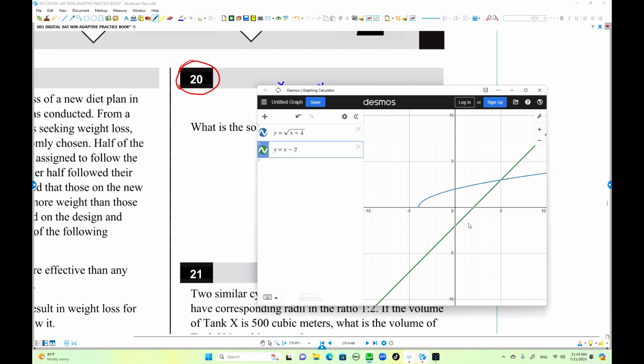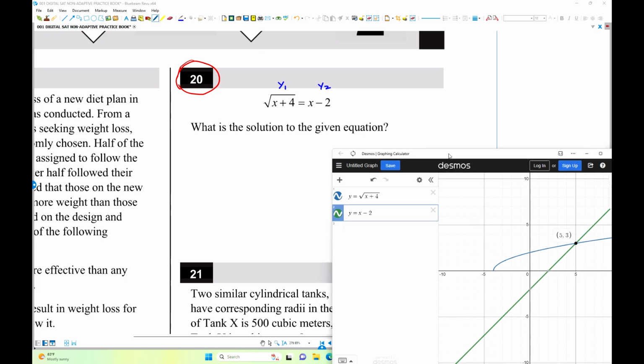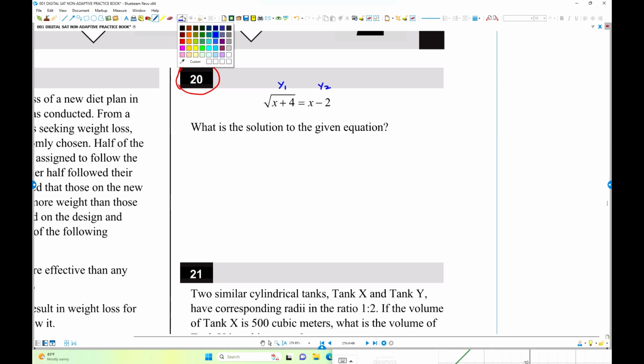Okay. Here is the graph. So this is the intersection. So x equals 5 is the answer, right? Only one. Okay. X equals 5 is the answer. But when you solve this one algebraically, there are two solutions. One of them is extraneous. That is not a real solution, okay? I'm going to show you this one.